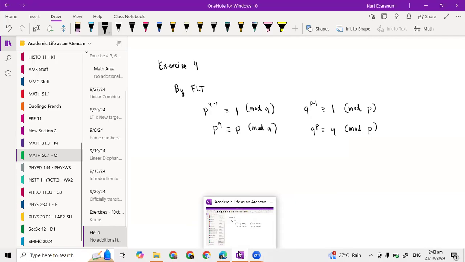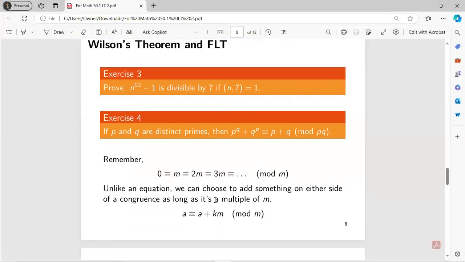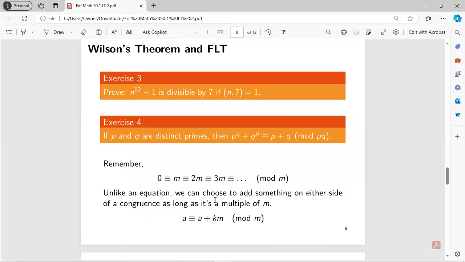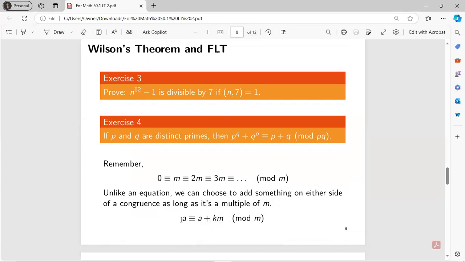And that's also the reason why I like modulo. Kasi you can simplify such a stuff to an extent. Diba? So unlike an equation, we can choose to add something on either side of a congruence as long as it's a multiple of m. So, like kagaya na nga ng napakita ko na kanina, ilang beses na, A can be congruent to A plus K times M, modulo M. K is an integer. Integer ha? It can be 0, 1, 2, 3, 4, 5 as well as can be negative.